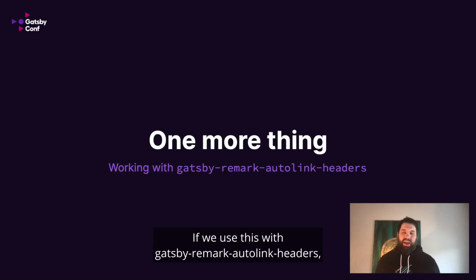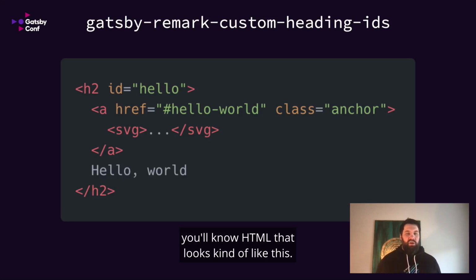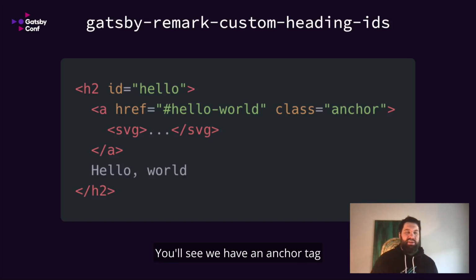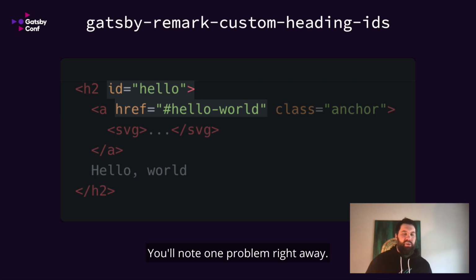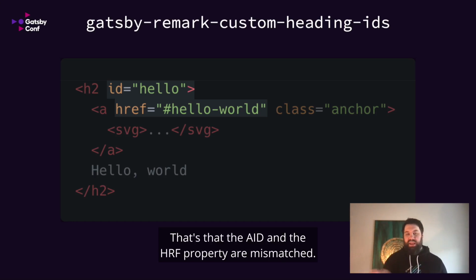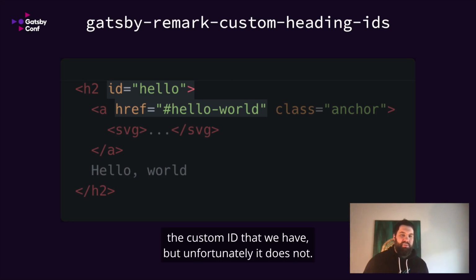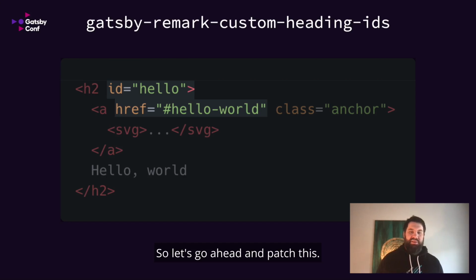If we use this with Gatsby Remark Auto-Link headers, you'll note HTML that looks kind of like this. You'll see we have an anchor tag that gets added inside of our header. You'll note one problem right away. That's that the ID and the href property are mismatched. The href property should reflect the custom ID that we have, but unfortunately it does not. So let's go ahead and patch this.